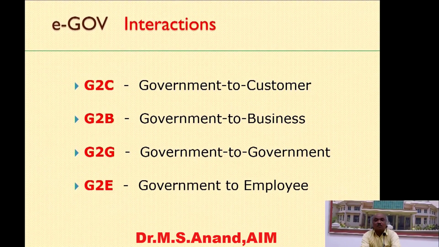And the last one is government to employee. For example, the GPF or EPF, Employee Provident Fund or Government Provident Fund. Government employee details are floated on the net, so employees are getting benefit out of it.